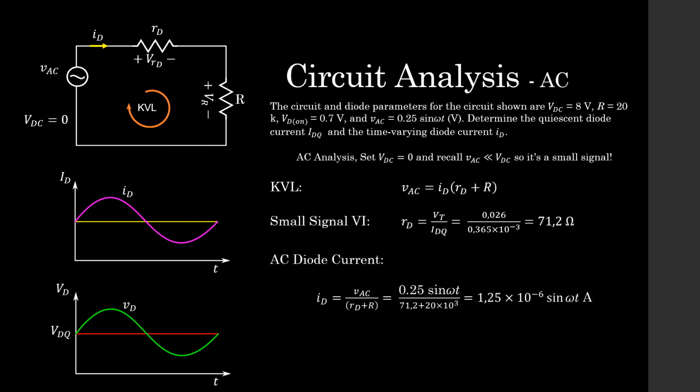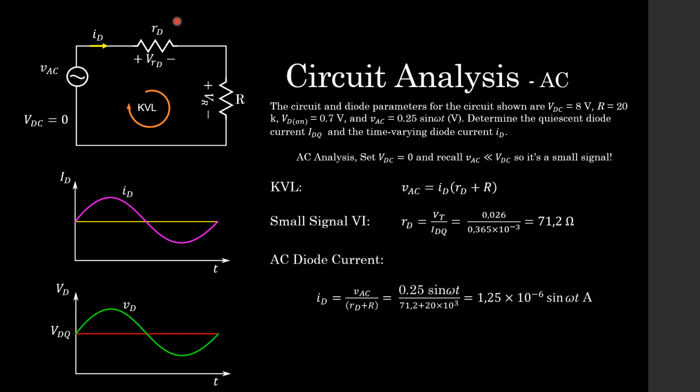Now students, the AC analysis is very similar to the DC analysis in that we have to replace our DC source with a short circuit. So we set it to 0 volts. We're only working with the AC source. And that's what we do here. And recall that our AC source is much less than our DC source, 0.008 volts versus 0.25 volts. So it's a small signal.